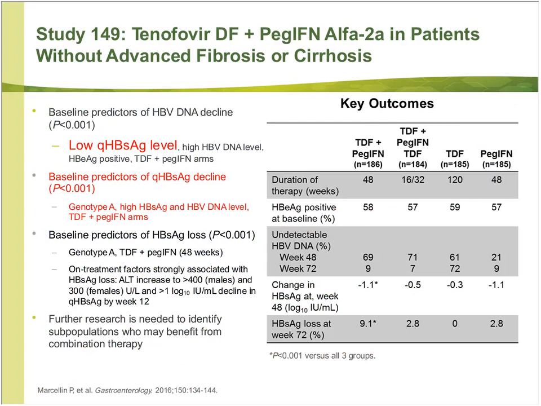And here we're going to basically say the baseline predictors of HBV DNA decline at a p-value of 0.001 included a low quant S level at baseline. So what predicted quant S decline? Genotype A. Interestingly here, high S antigen and high HBV DNA levels at baseline. So you have to look at your therapy, and you have to look at the dynamic on treatment to define who's likely to lose S antigen.